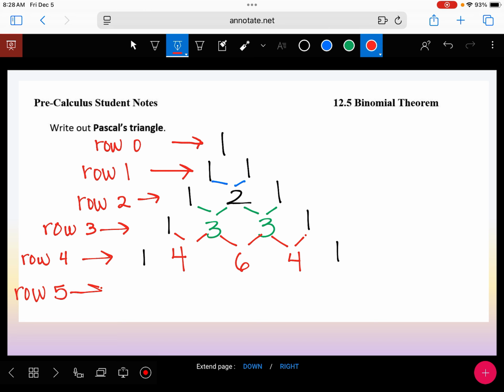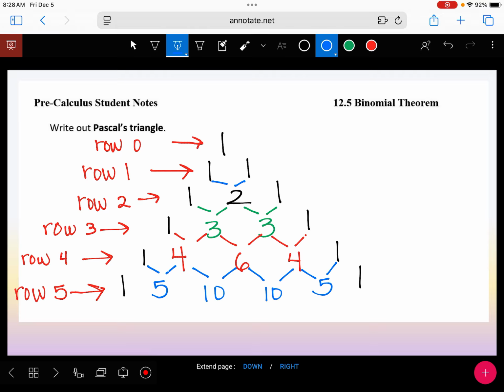So let's look at row 5. Start with a 1, end with a 1. You got 1 plus 4, which is 5. 4 plus 6, which is 10. 6 plus 4, which is 10. 4 plus 1, which is 5.